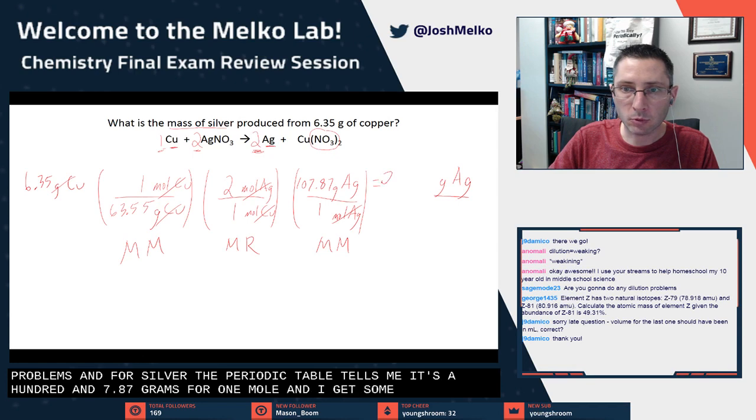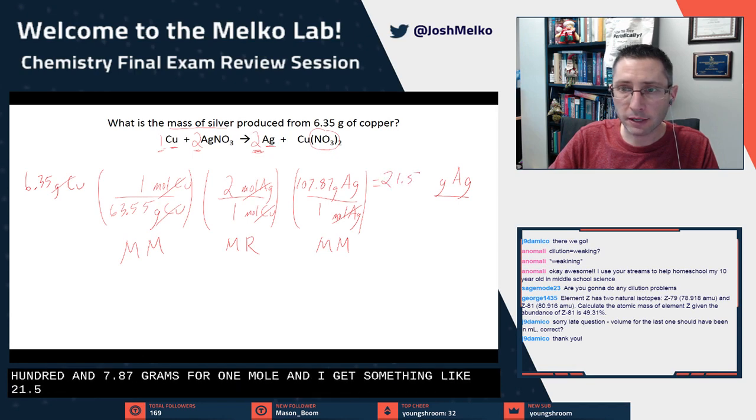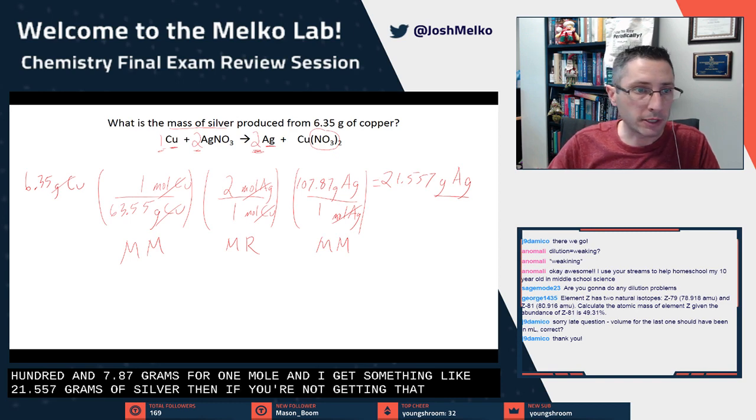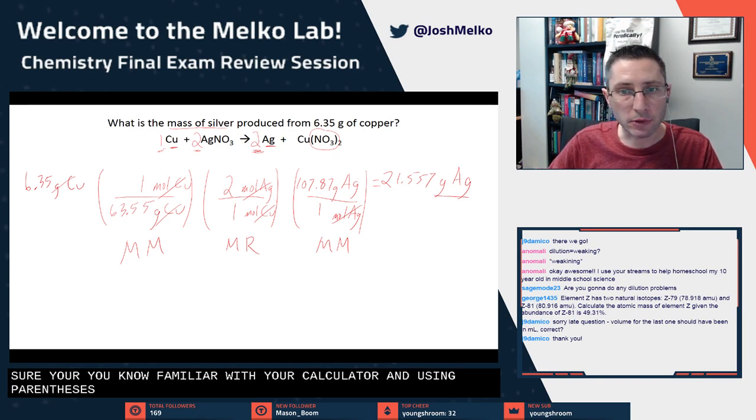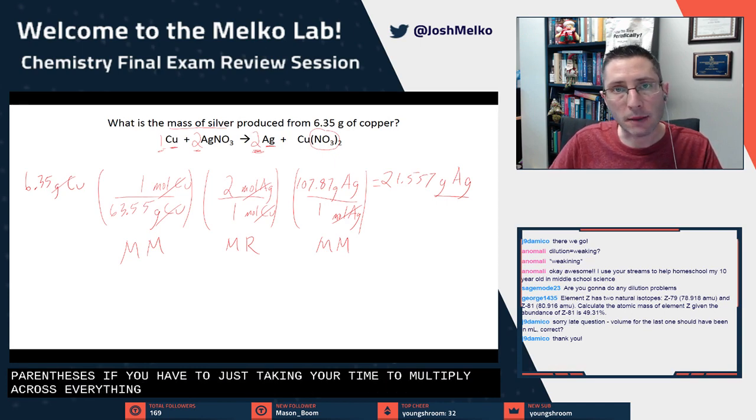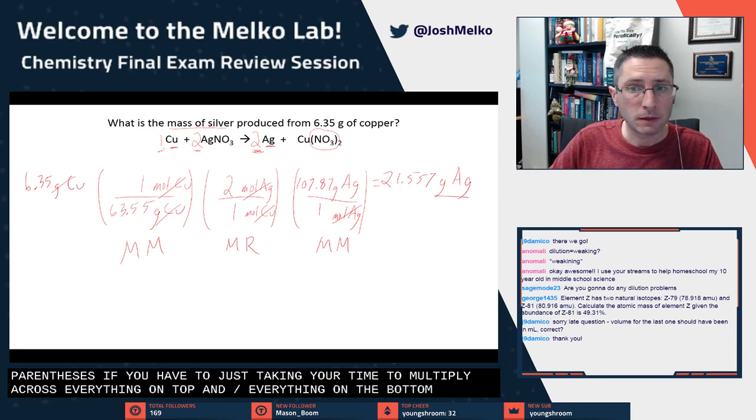And I get something like 21.557 grams of silver. Okay, if you're not getting that, make sure you're familiar with your calculator and using parentheses if you have to, just taking your time to multiply across everything on top and divide by everything on the bottom.